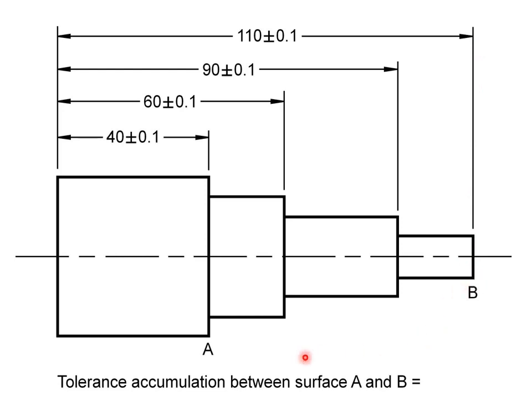So if we wanted to know the accumulated tolerance between surface A and surface B, all we have to do is take 40 plus or minus 0.01 and subtract it from 110 plus or minus 0.1. What would be the tolerance? Well, 110 minus 40 is 70, and the combined tolerance is plus or minus 0.2, giving us a more accurate dimension than the previous form of dimensioning if you would have gone with chain dimensioning.